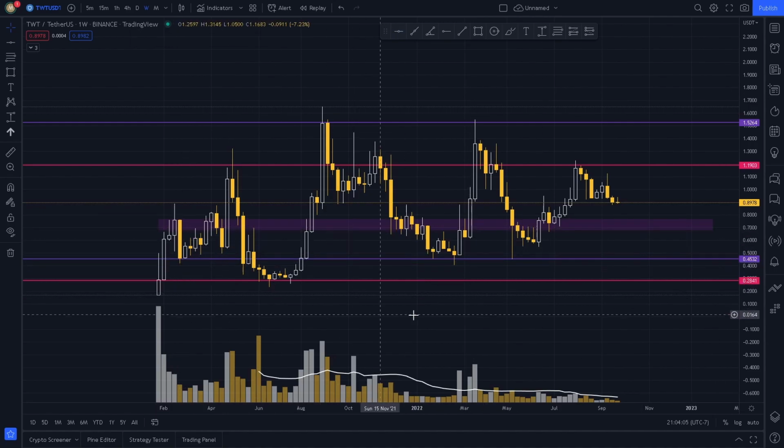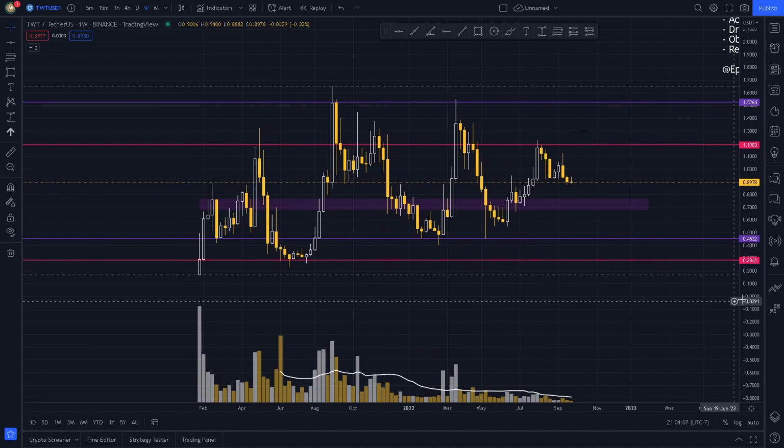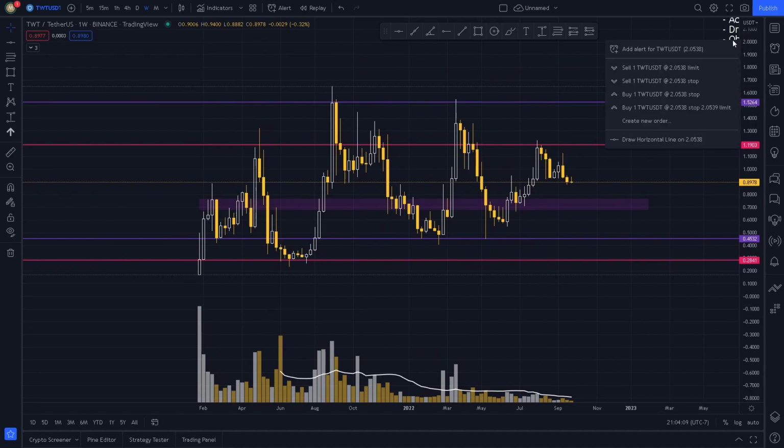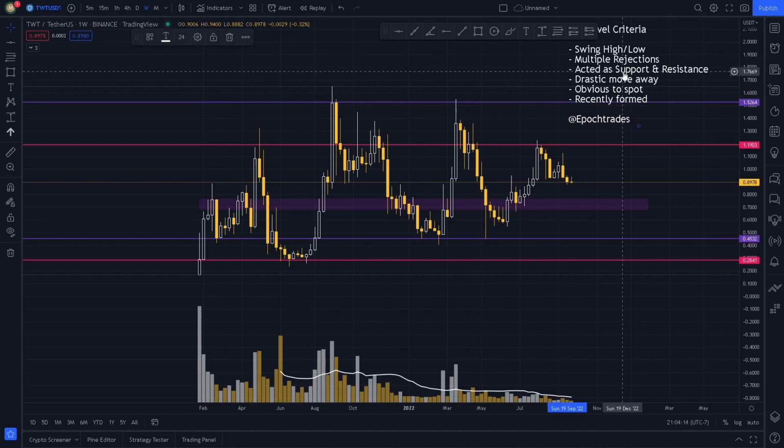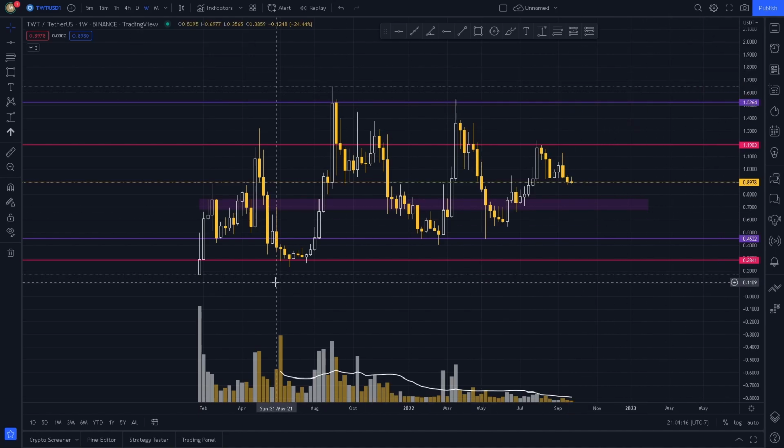Now, looking at this chart, we have a lot more structure involved. Delete that. And we can use this to our advantage to determine when price reaches these levels, we want to see a reaction. So a reaction can look like any of these candlesticks that form at the key level.